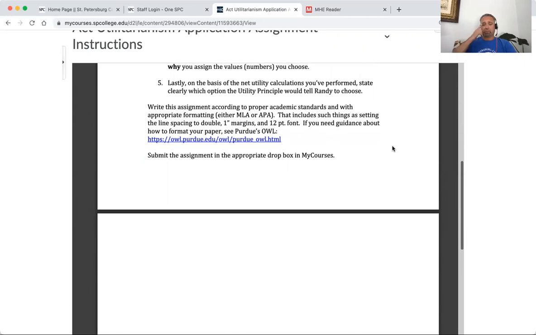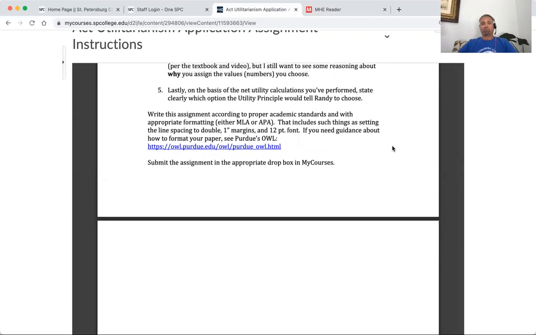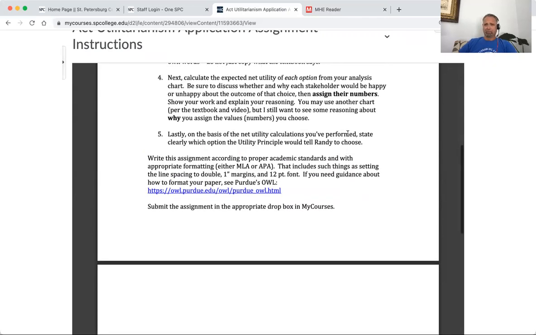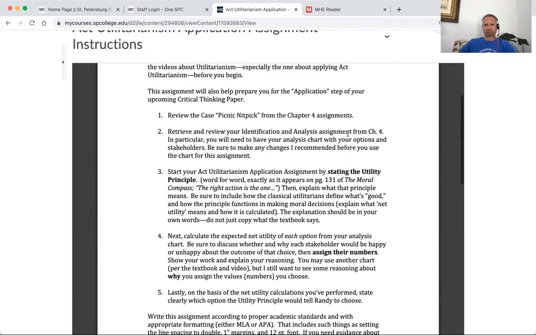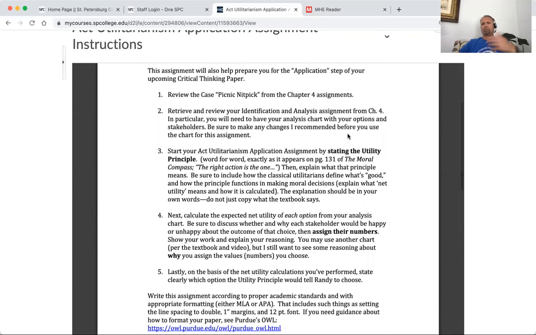Just like with the other paper, I want you to format it in terms of MLA or APA formatting standards. That means things like setting your line spacings and your margins, your font size, etc. Again, I've got the link to Purdue's OWL online writing lab here where you can find examples of how to format papers. Please do your level best to get everything as clean looking as possible and practice those compositional skills. So I think that's basically it.